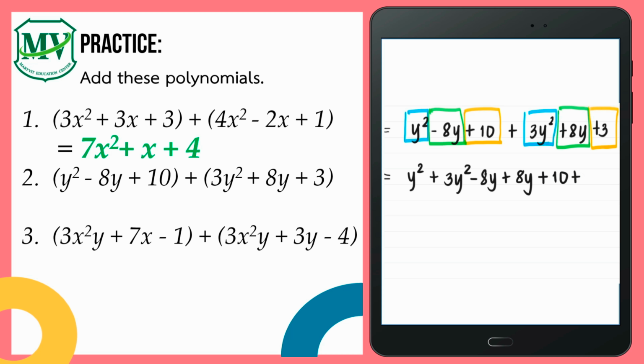After that, we're going to proceed to step number 3, which is to combine all the like terms. So y squared plus 3y squared equals 4y squared, and then 10 plus 3 equals 13.